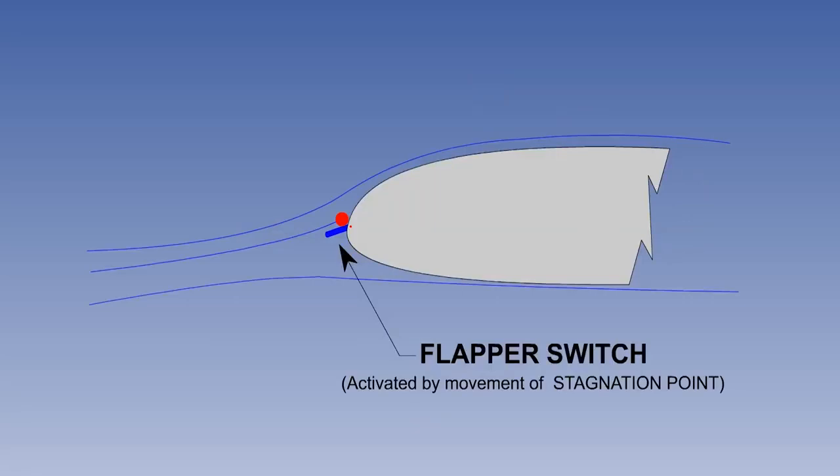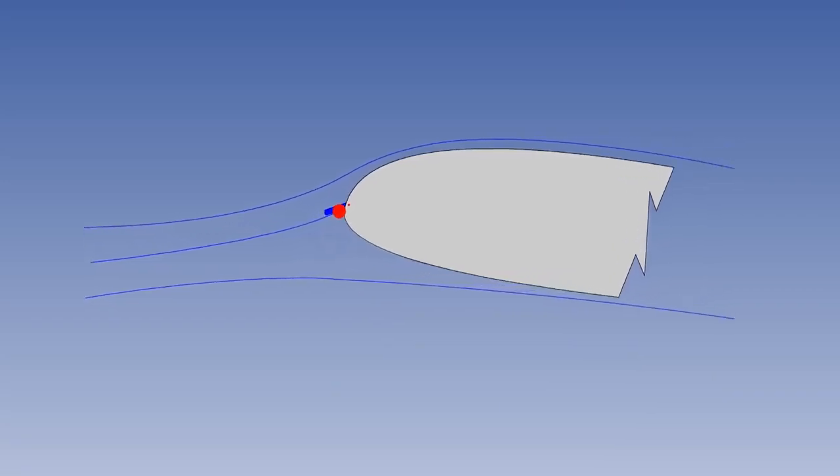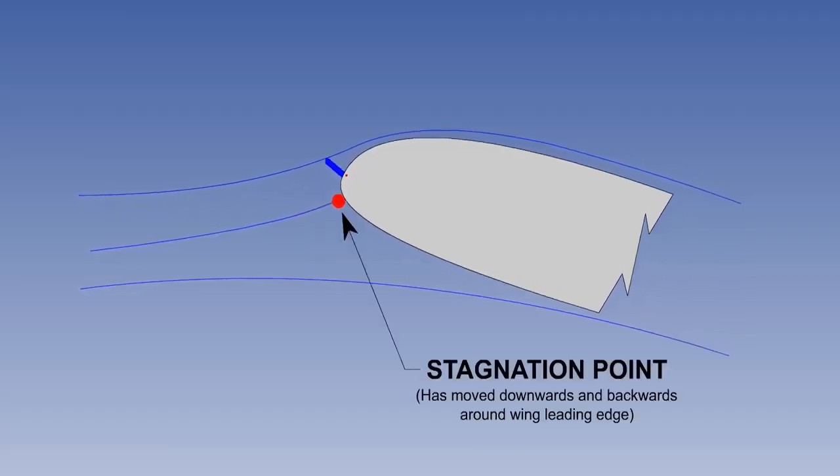Artificial stall warning devices can receive their signals from a variety of detectors, all of which are activated by changes in angle of attack. The leading edge stall warning vane, or flapper switch, usually used on small and medium-sized aircraft, is positioned so that at normal angles of attack, the airflow holds it down. But as angle of attack increases, the stagnation point moves down and back around the leading edge, and the change in pressure raises the switch, making the contact.